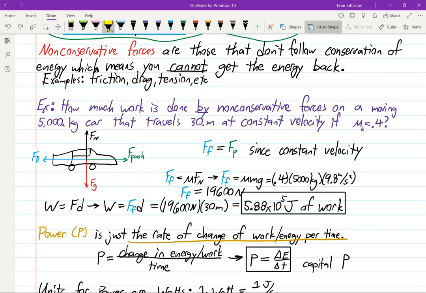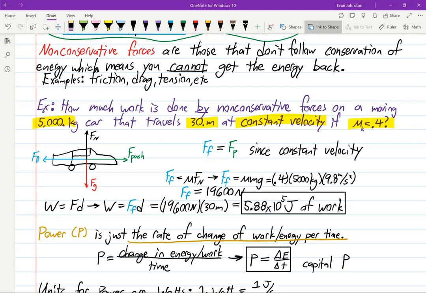On a moving 5,000 kilogram car, we have a period here for sig figs, and it travels 30 meters. So we know a mass, we know a distance, and we're given the fact that it's going at a constant velocity, and we're told the coefficient of kinetic friction. So I have my car here, and I've just labeled my four forces. You don't have to use different colors. I did just to make things really clear cut.